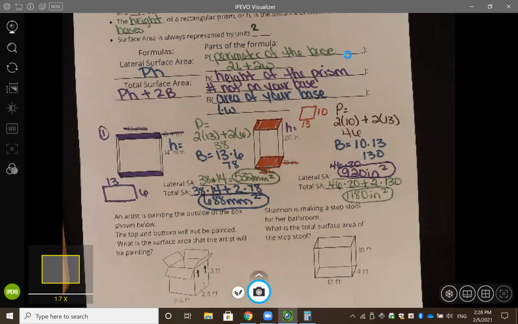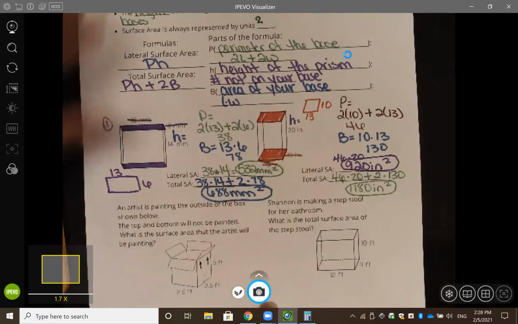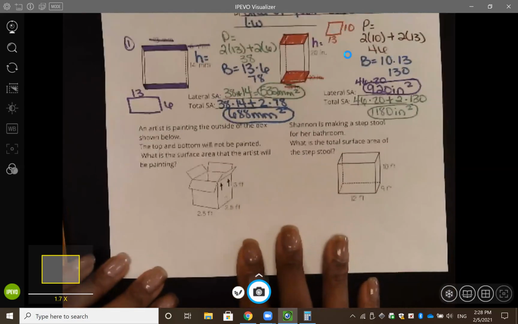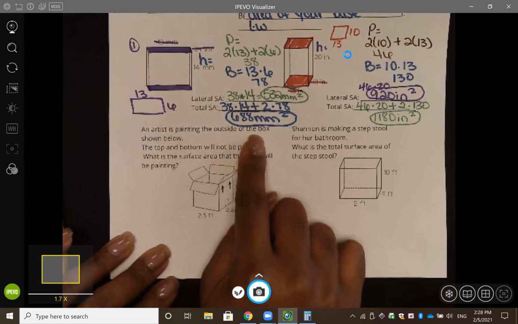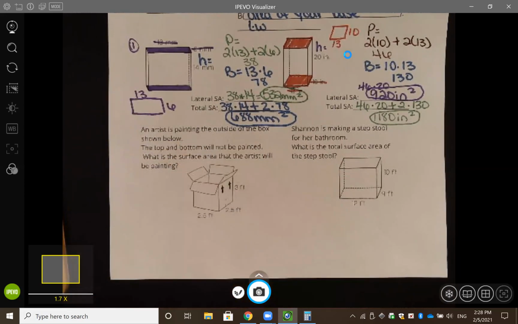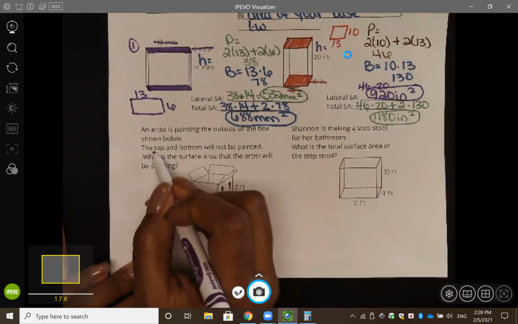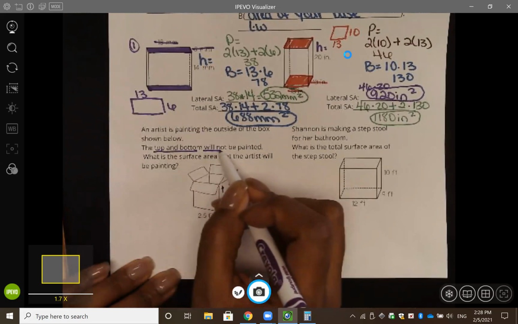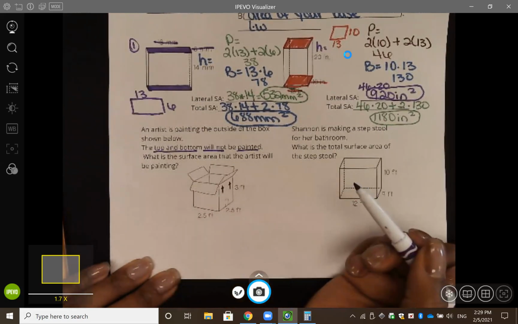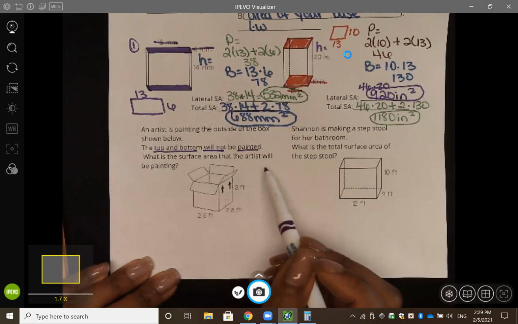Okay, so now let's go through the word problems. It says an artist is painting the outside of a box shown below. The top and bottom will not be painted. What is the surface area that the artist will be painting?